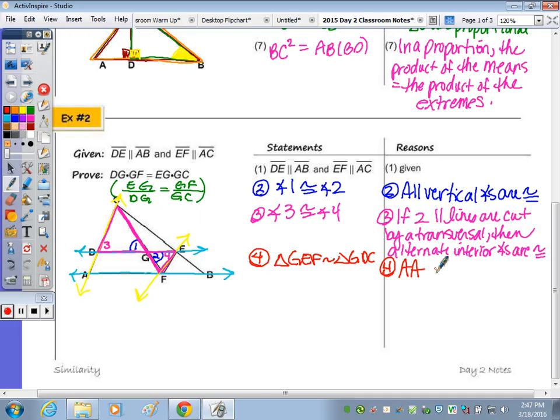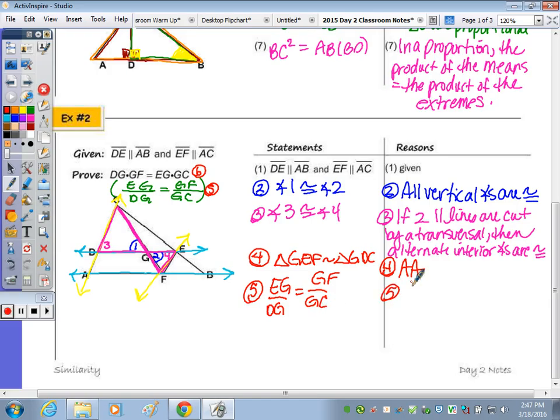Now you can finish with, this is step number 5, and this is going to be step number 6. We have similar triangles, so the sides are proportional, those corresponding sides, and then we have our cross product. So number 5 is EG over DG. That ratio is equal to GF to GC.